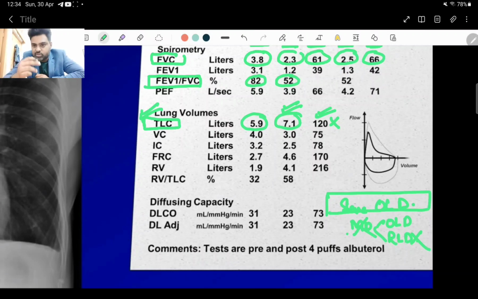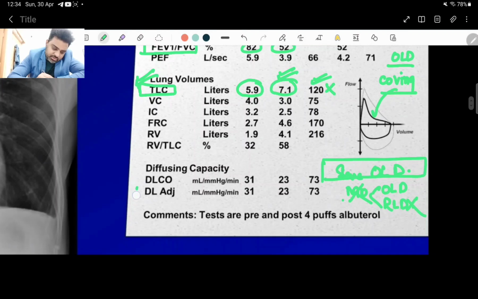So first we have seen reduced FEV1 by FVC, then we have seen there is reduced FVC, then we see TLC, total lung capacity, it is normal to increased, so it is an obstructive lung disease. Also you see the coving here in the expiratory loop, this is known as coving, it is also showing that this patient has an obstructive lung disease.